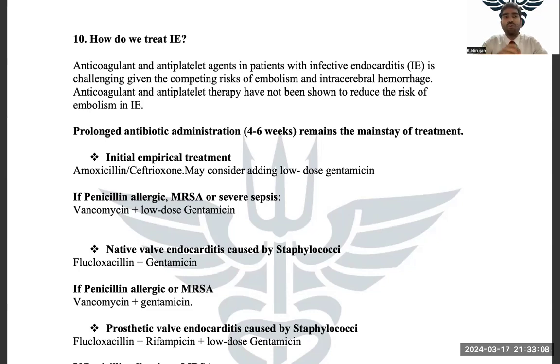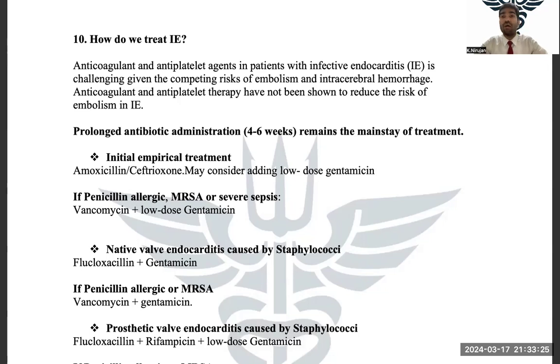So stroke, you have a valve lesion, and if you suspect infective endocarditis, you don't give anticoagulation, or you don't even thrombolyse, because there's a high chance of ICH and bleeding. Okay, understood? And we don't give antiplatelet as well, even if they are having gangrene. Okay, that is for infective endocarditis.